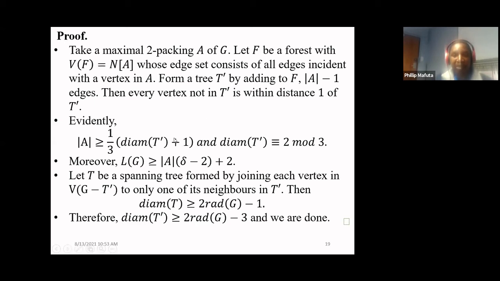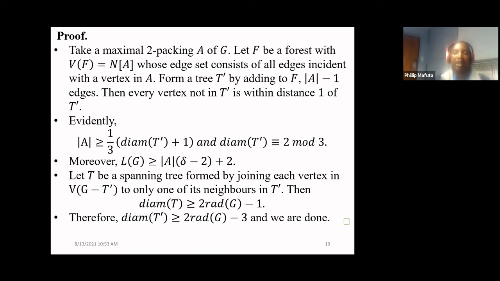as we mentioned up there, every vertex outside T prime is within distance one of T prime. We can form a spanning tree T by joining each vertex outside to one and only one of its neighbors in the tree T prime. So this expression is known in literature: the diameter of a spanning tree is at least twice the radius of G minus one. And so therefore, from this, we deduce that the diameter of T prime is at least twice the radius minus three. This brings about the proof and we are done.